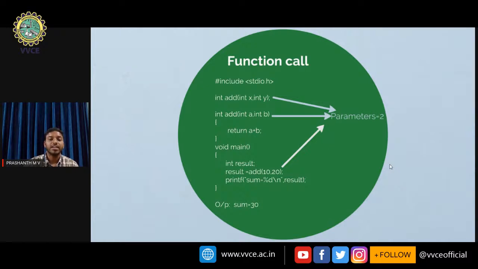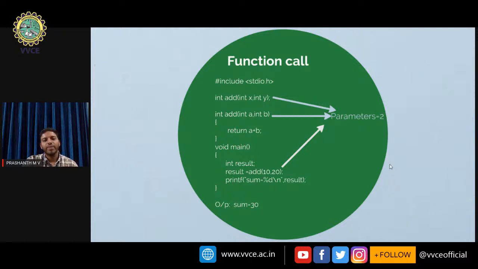Because that is my function declaration. The actual things are x and y, but what I am using are the values 10 comma 20. Once the calculation is done, that is 10 plus 20, it is going to return that value, that is 30. You are assigning the value 30 to the result, and then you are printing sum is equal to result. So this is how the function call happens.